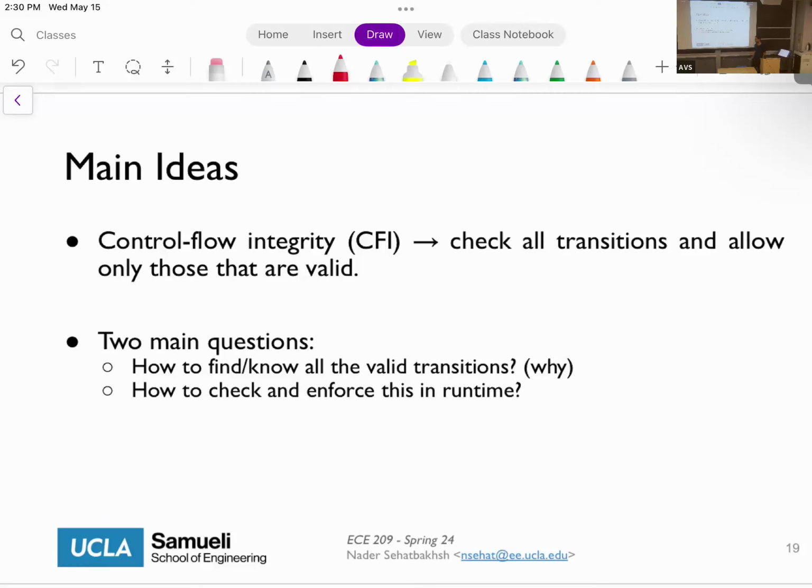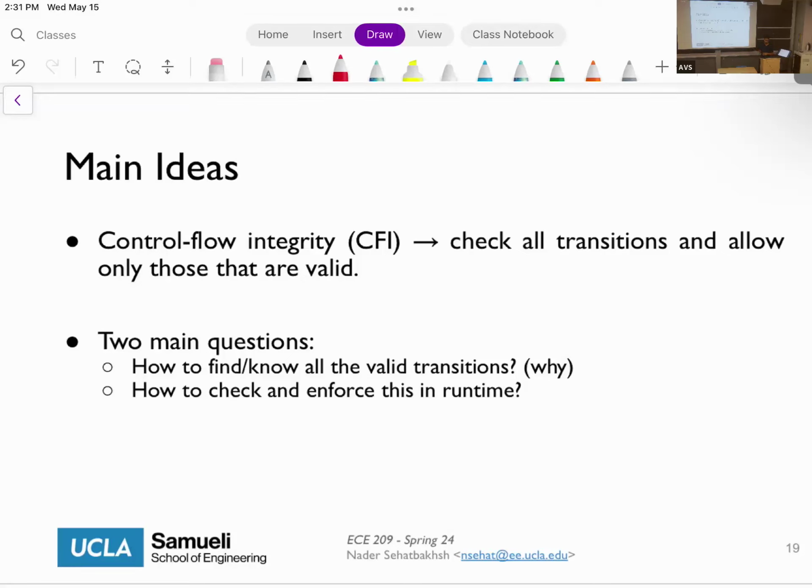So if I want to make sure that the adversary cannot change the direction of my system, my code, the code cannot jump into arbitrary locations. All I really need to do is know what is valid and what is not valid. And then during the execution, I can enforce that. So again, this is some metadata that we are adding to the system, and then during runtime, we are enforcing that metadata.